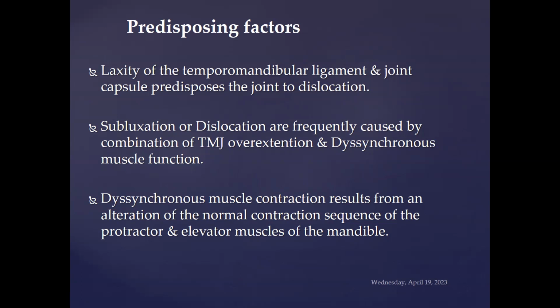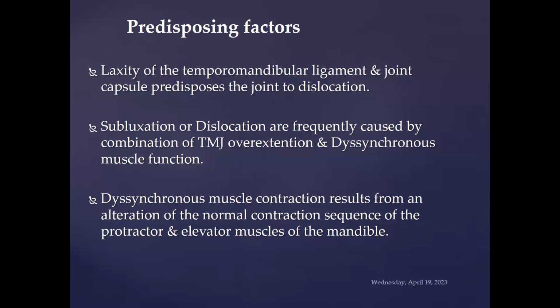Subluxation or dislocation are frequently caused by a combination of the TMJ getting overextended and dysynchronous muscle function. When does the TMJ get overextended? When you are yawning, or when you are doing procedures in a patient's mouth where you tend to overlook how much the patient is opening his or her mouth. Okay, so these are the conditions where we will have to be very careful. You should ask the patient whether he needs any rest. Any overextension can create trouble for such patients.